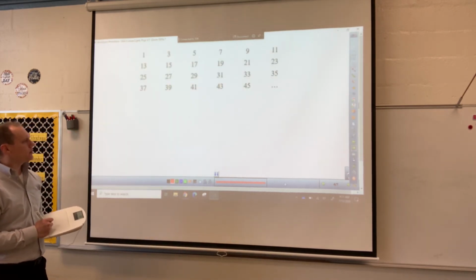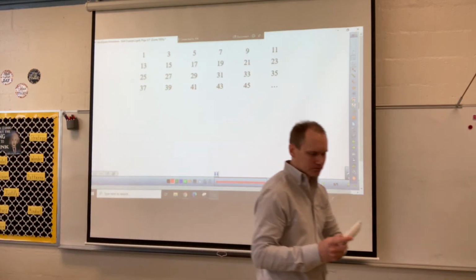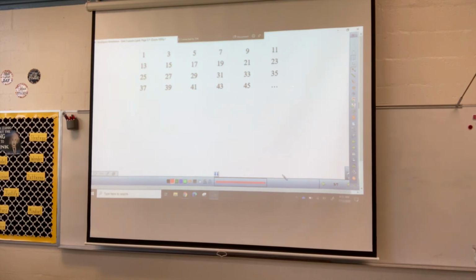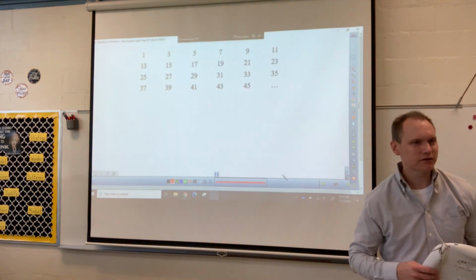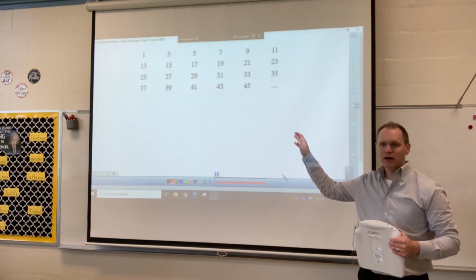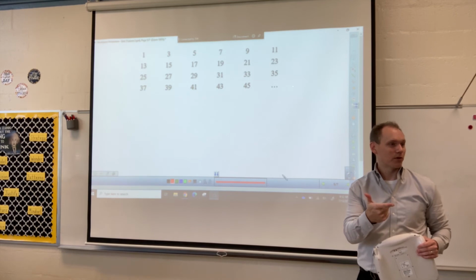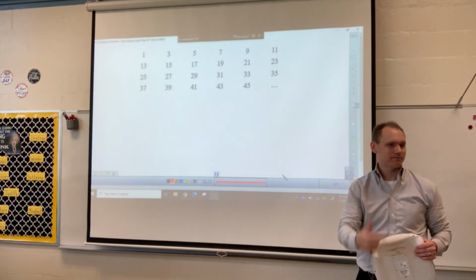All right, so let's see if we can apply this to a different scenario. Let's take one of these patterns that we're seeing, and let's just see if we can maybe apply it to this new table. So pick a pattern, and then see if you can come up with a formula to represent that pattern. All right? See what you can do.